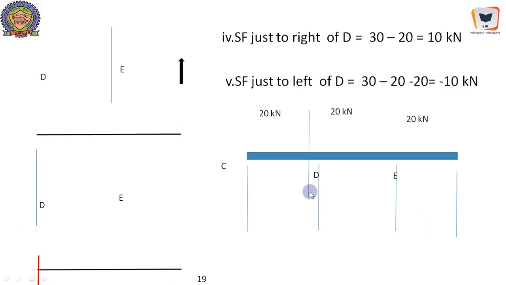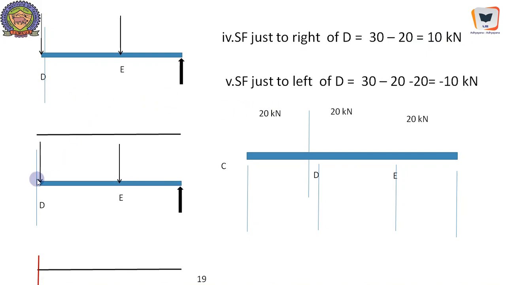Right. Now, SF just to the right of D. We will further move. We have crossed D, and you should notice that there are no other loads present. Therefore, the shear force remains the same till the right of D. Therefore, SF just to the right of D is 30 minus 20, 10 kilonewton, and SF just to the left of D is 30. So it has crossed. Now it's over here. Both the forces are to be considered. This is 30, and this is 20, and this is 20, and we have gone to negative shear force.